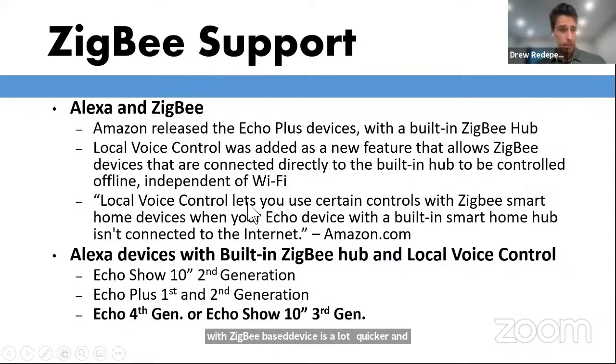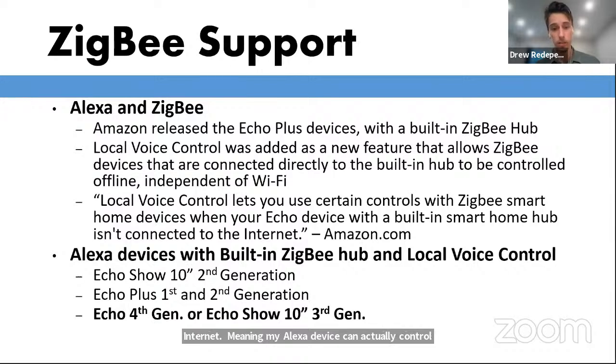The other great thing about ZigBee-based devices is that they added a feature called local voice control. This feature, which we'll talk about in the next slides as well to explain how it works, actually allows me to use my Alexa-based systems to still control my ZigBee-based devices when my Wi-Fi goes down. So local voice control lets you use certain controls with ZigBee smart home devices when your Echo device with a built-in smart home hub isn't connected to the internet. Meaning my Alexa device can control my ZigBee-based devices completely offline.